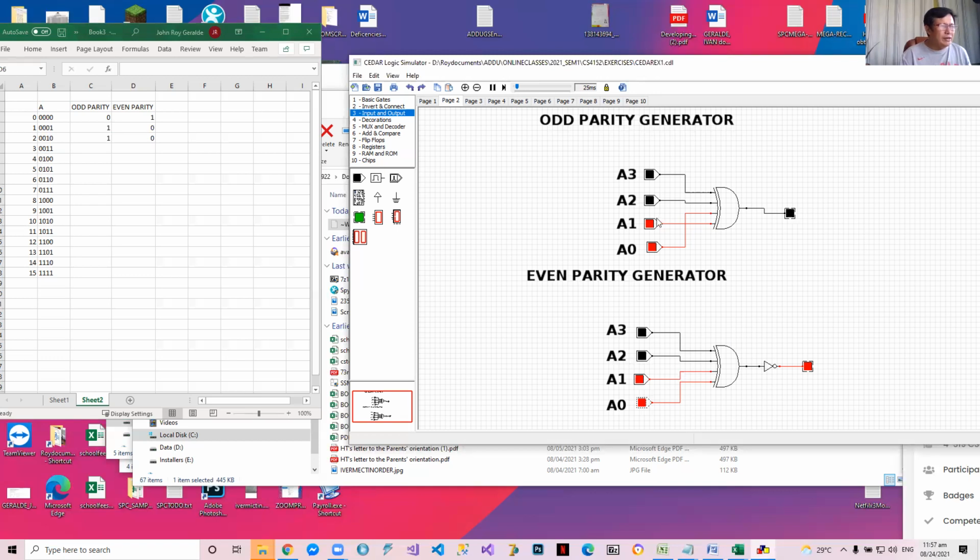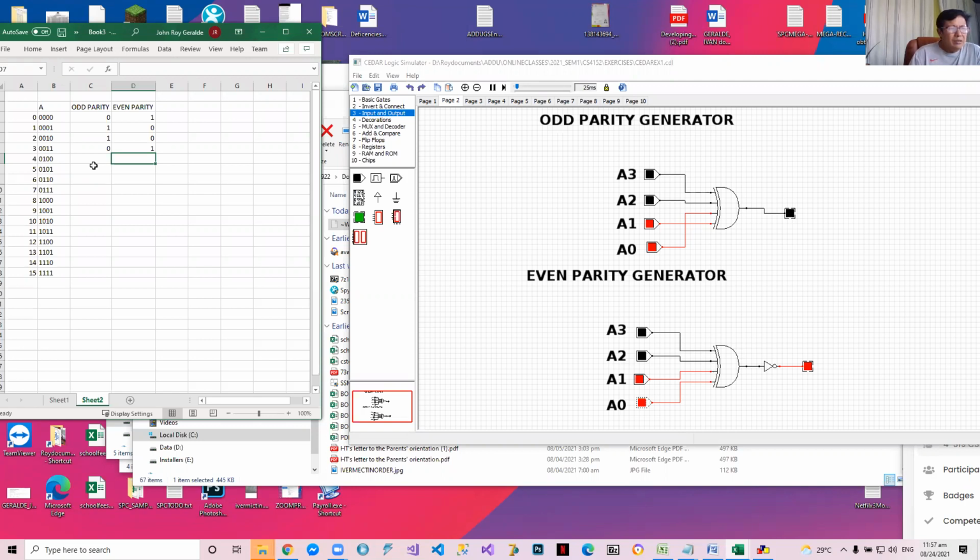1, 1. How many ones are there? There are 2 ones. 2 is even. So therefore, the odd parity is, look at that, it's 0. It's 0. And the even parity is 1. Do you follow? So you pass this, experiments 2 and 3, the circuit and the truth table.